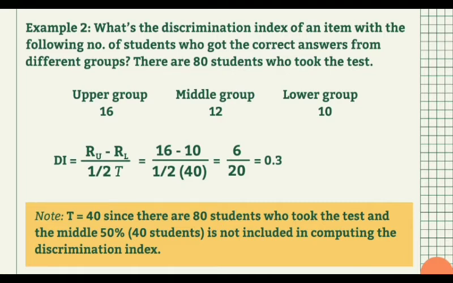So the value of our Ru, which is the upper group, is 16, and for our Rl, which is the lower group, is 10. Then our T is equal to 40 since there are 80 students who took the test, and the middle 50%, which refers to the 40 students, is not included in computing the discrimination index. Next, we will subtract 16 minus 10, which results to 6, and 1/2 times 40 is equal to 20. So 6 divided by 20 is equal to 0.3.